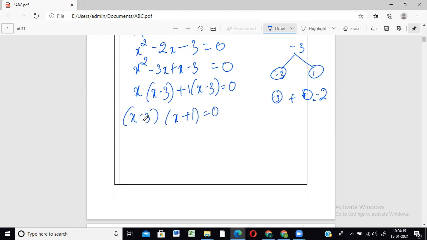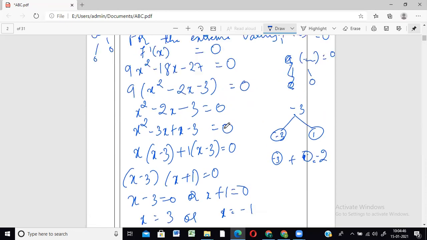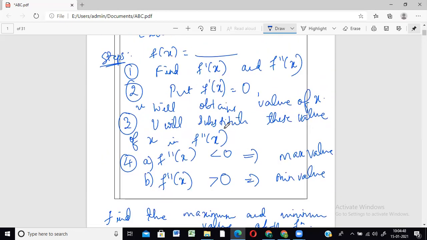So then these two terms, again the same thing that I told you, no? Two terms on multiplying is giving you 0. That means either this term is 0 or this term is 0. So we can have either, right? Either this can be 0 or this can be 0. What if this is 0? If this is 0, then x will be equal to 3. Or if this is 0, then x will be equal to minus 1, correct? So these are the values that you're getting on substituting f dash of x is equal to 0. This is what I told you in the beginning while giving the step.